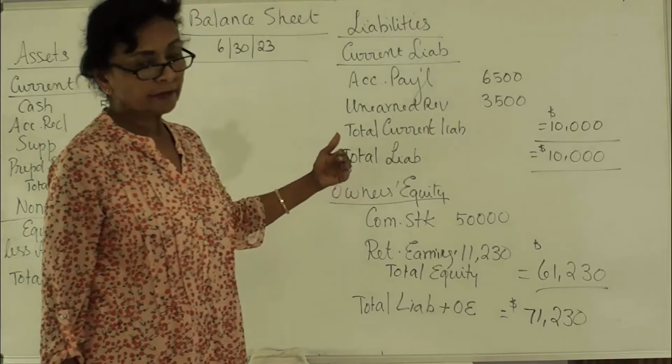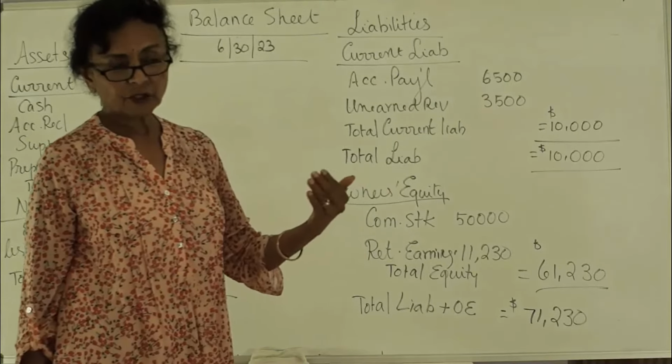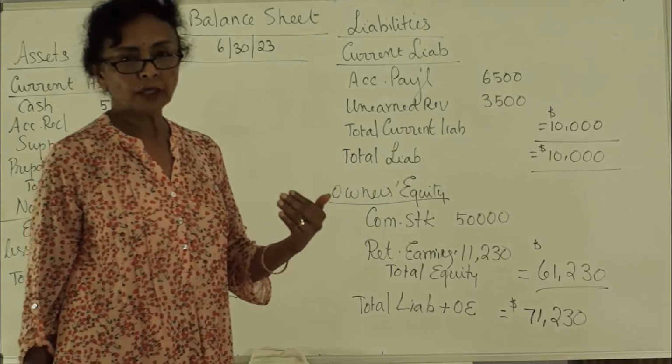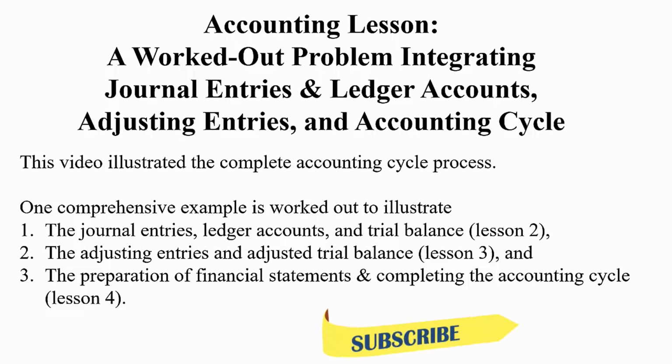So this video, you can use it as a refresher for your lessons 2, 3, and 4. In this video, we worked out a comprehensive problem covering the concepts learned in the lessons on journal entries and ledger accounts, adjusting entries, and the accounting cycle. We hope the video helped you to understand the steps from the beginning to the end of the accounting cycle.